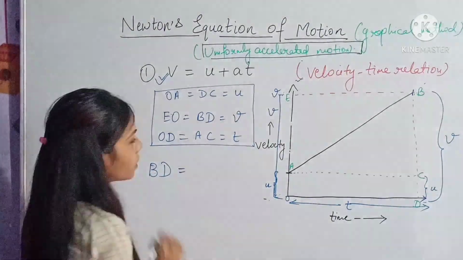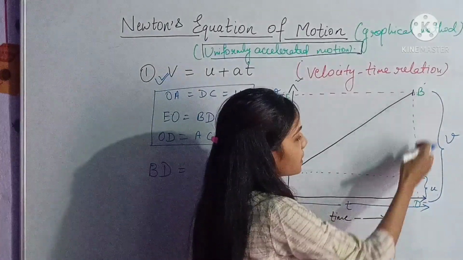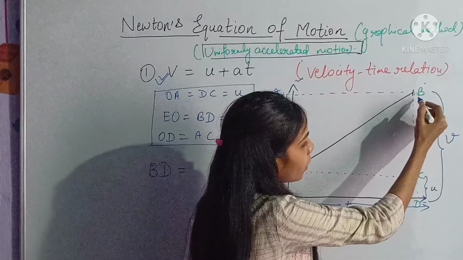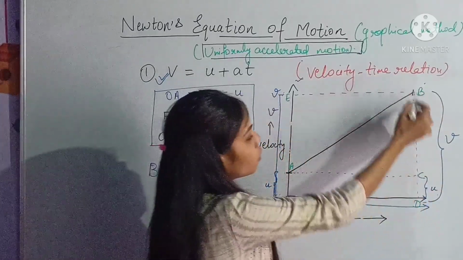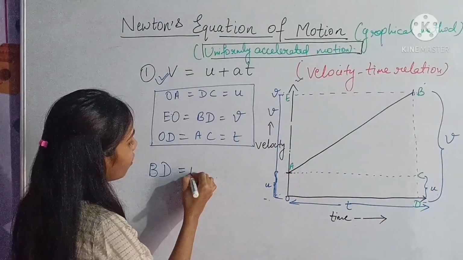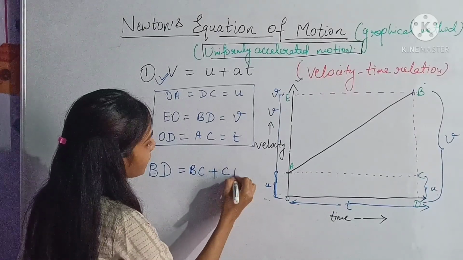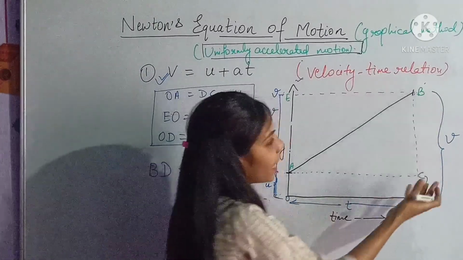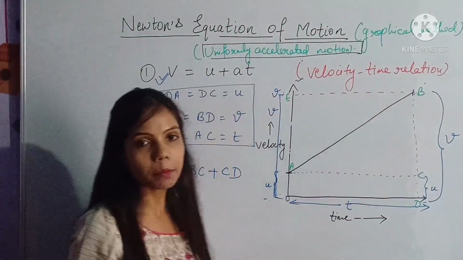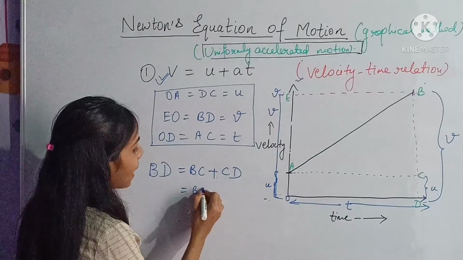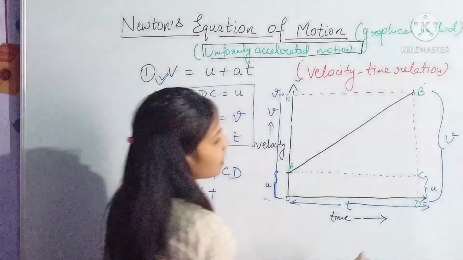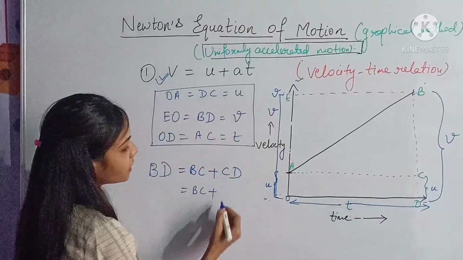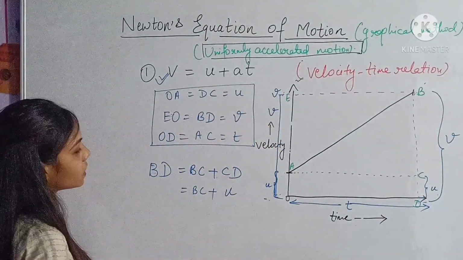Now BD is equal to what? BD is equal to BC plus CD. See the line: if we join BC and CD, it will give you BD. So BD is a combination of BC plus CD. What is BC? We don't have any information regarding BC, so we will just note it as it is, plus CD. But it is clearly mentioned that CD is the initial velocity. So here we can write initial velocity.